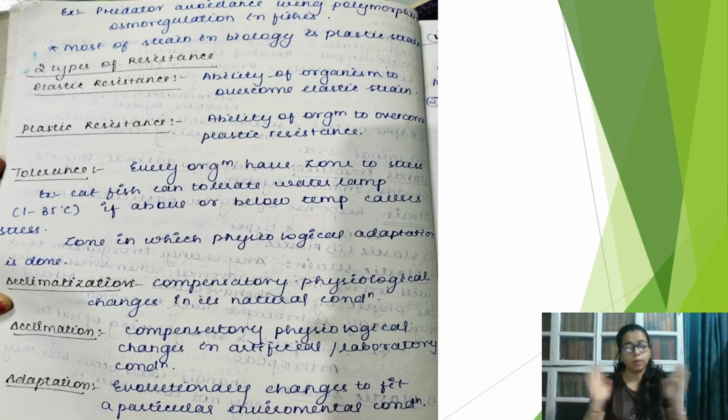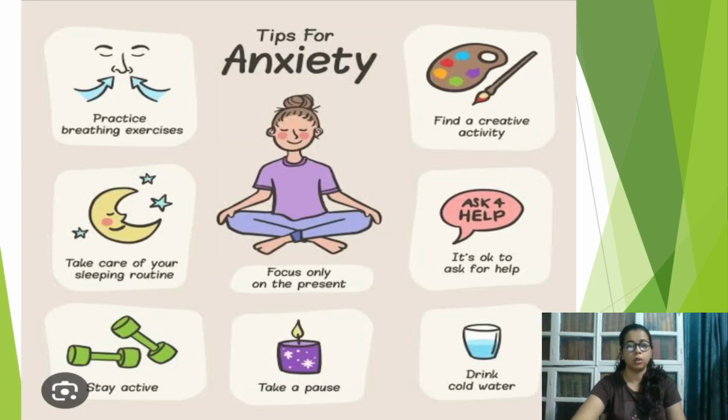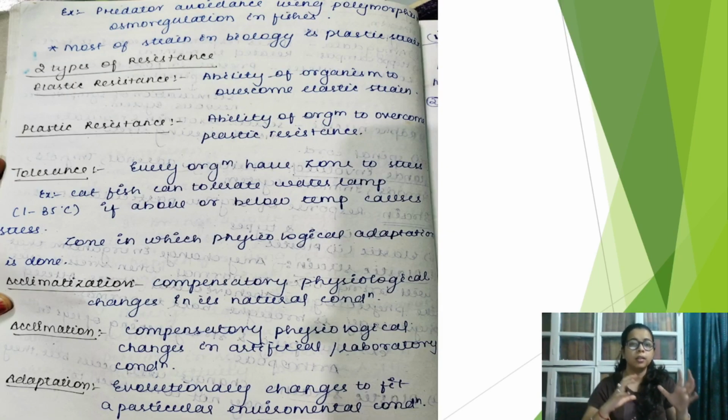Now you can see the environment is changing very drastically: pollution, viruses, disease, all these things. If you don't adapt yourself to that environment, then death of the organism will take place for sure. That is known as adaptation. So these three things mainly come under tolerance. These are the things apart from stress; mainly stress, strain and resistance are also a part of it.